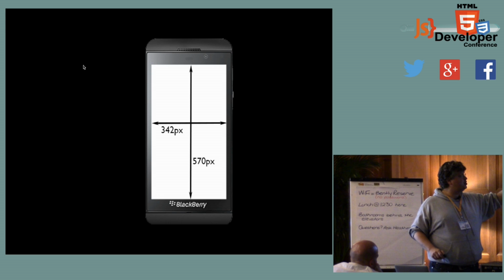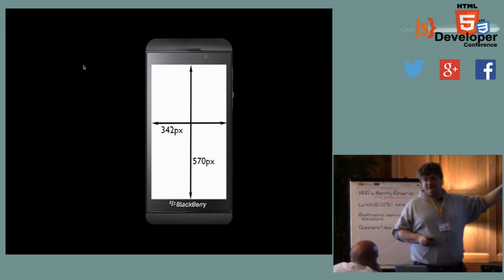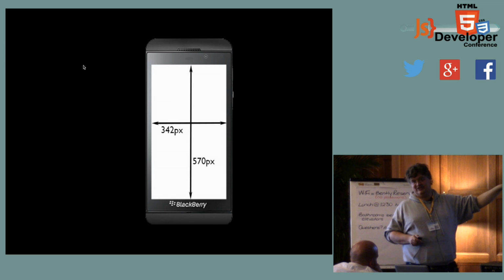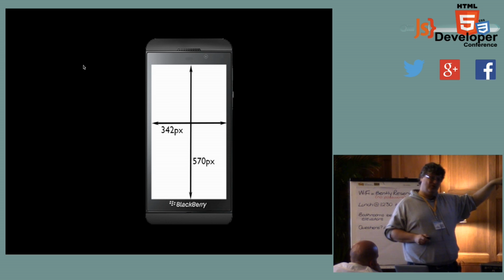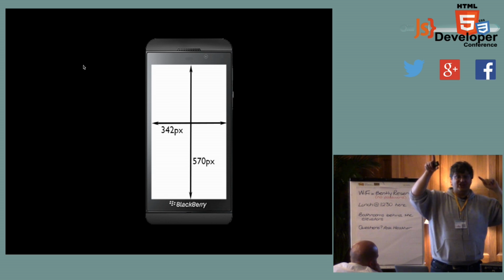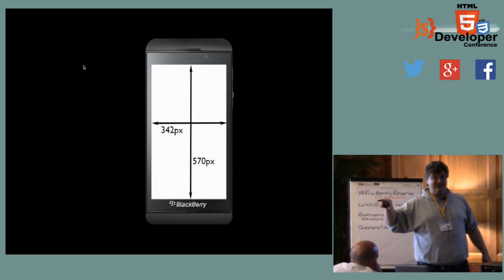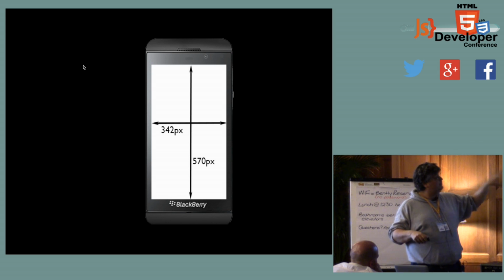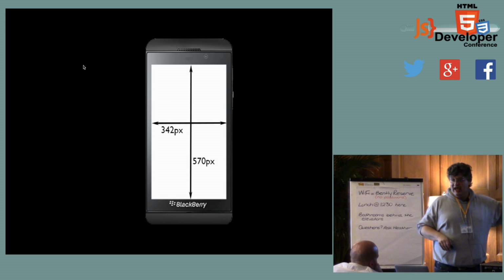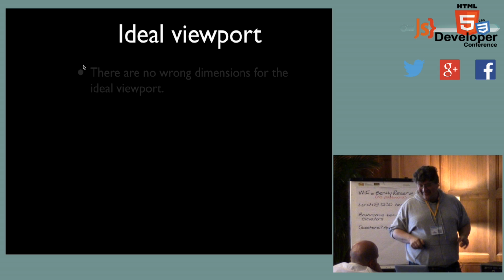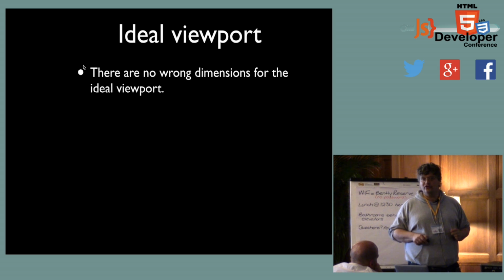The other reason I chose the BlackBerry Z10 is because it has an unusual ideal viewport of 342 by 570. On the iPhone, of course, you already know the dimensions. It's 320 by 480 on the older models and 320 by 568 on the newer models, right? That's the ideal viewport for the iPhone. However, BlackBerry does something different. The point I want to make here is that this is not wrong. There are no wrong dimensions for the ideal viewport.